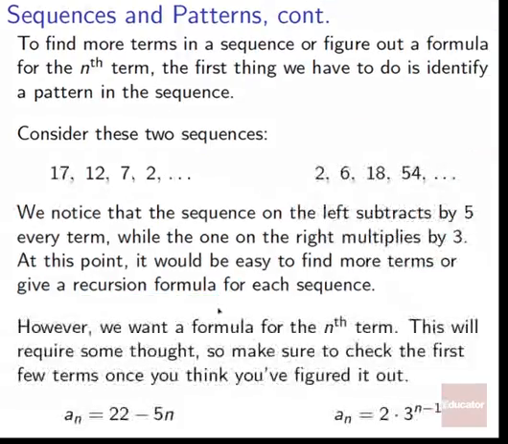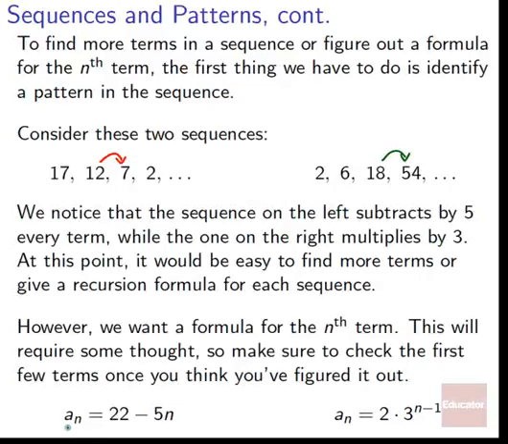However, if we want a formula for the nth term, it's going to take a little more thought because we have to be able to figure out how this works for all of them, right? It's not just describing how we get from one to the next. It's describing how we get to any of them without having any sort of reference points. We can't just say minus 5, minus 5, minus 5. We have to figure out a way of collecting all of the minus 5s that happened, or all of the times 3s that happened. So we think about it for a while, and we'll be able to figure this out.